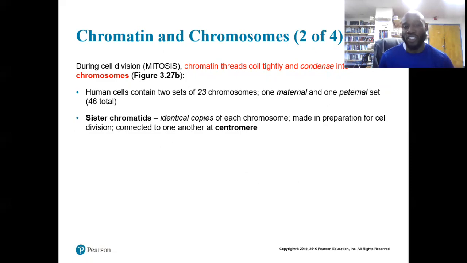When you condense all of our DNA into chromosomes, human cells contain 2 sets of 23 chromosomes. One maternal, one paternal. You got one from your mama, you got one from your daddy. Total of 46. Sister chromatids are identical copies of each chromosome, made in preparation for cell division, connected to one another at the centromere. Remember the centromere when we talked about the microtubules?